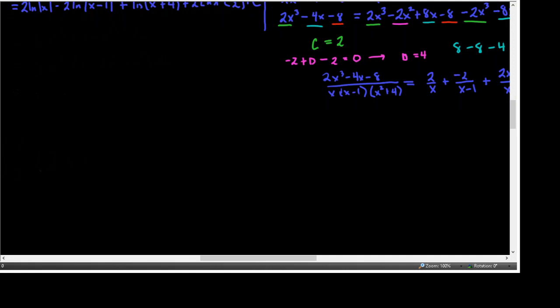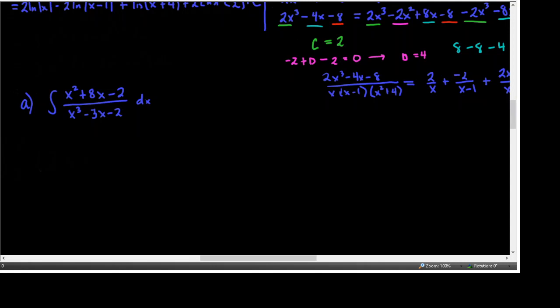So let's look at another example. This is example 4, part A. Integrate x squared plus 8x minus 2 divided by x cubed minus 3x minus 2 dx.